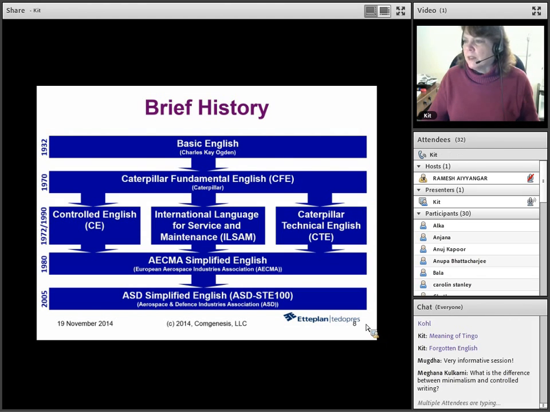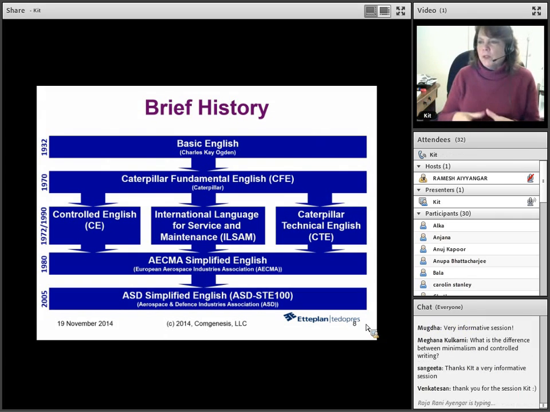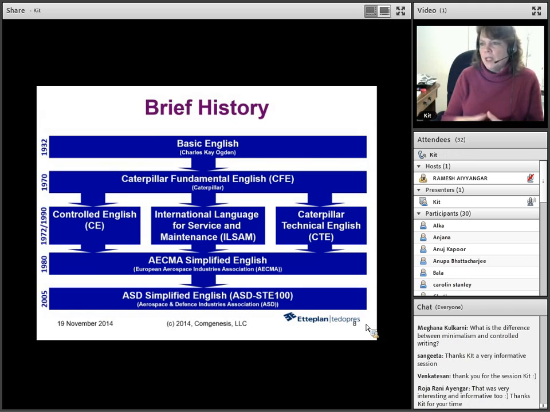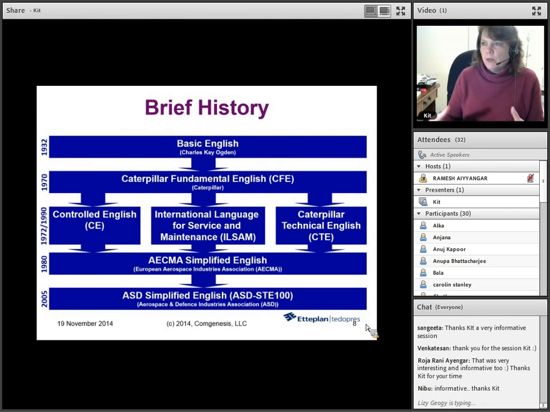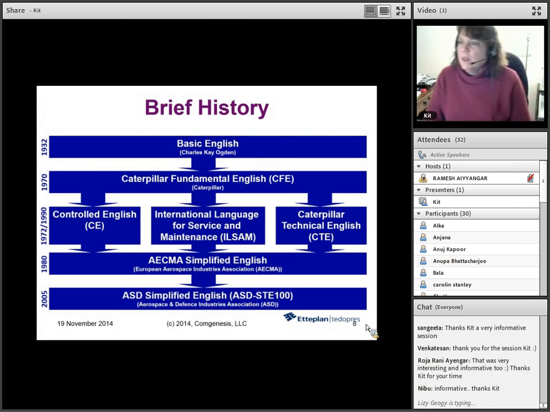So Megana asked again, what's the difference between minimalism and controlled writing? The difference is basically that minimalism is a design practice and controlled writing is more the grammar and vocabulary.